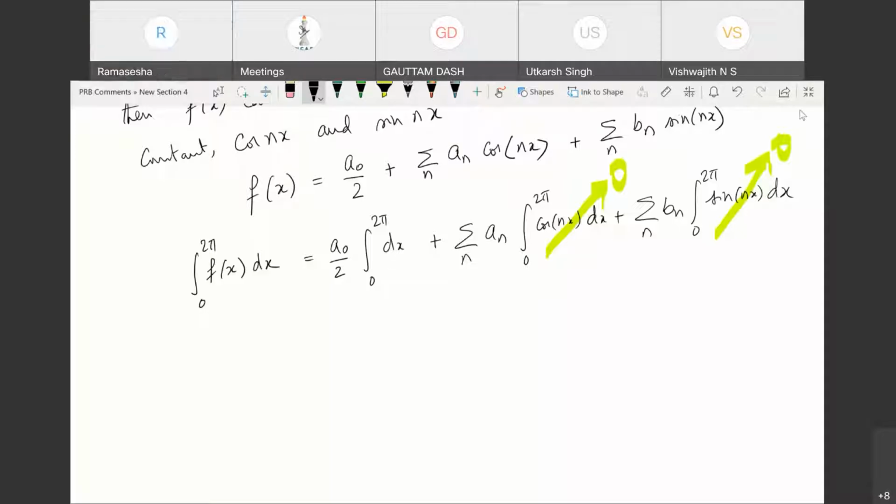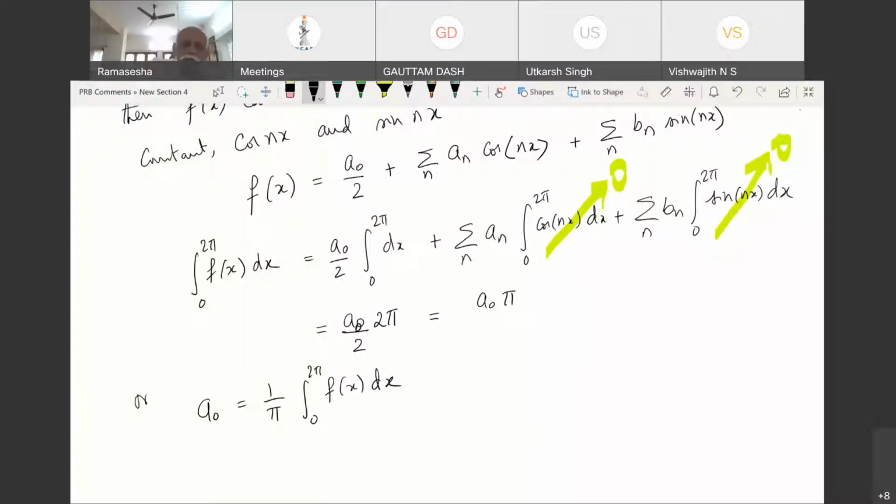Or a naught is 1 by pi integral 0 to 2 pi f of x. So now we want to evaluate what happens.